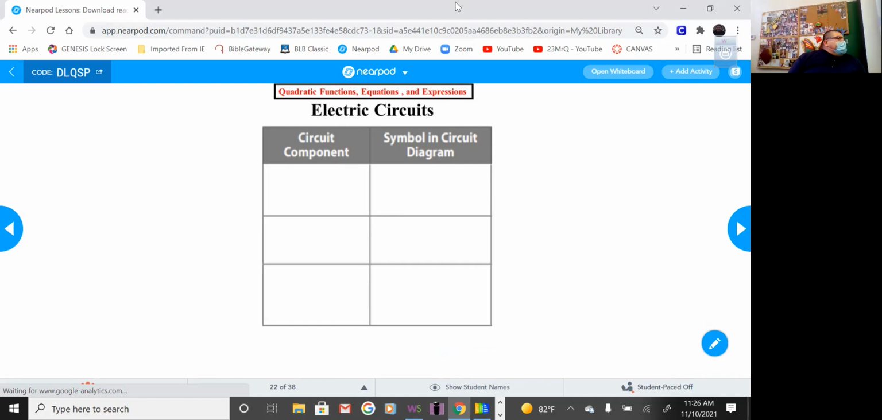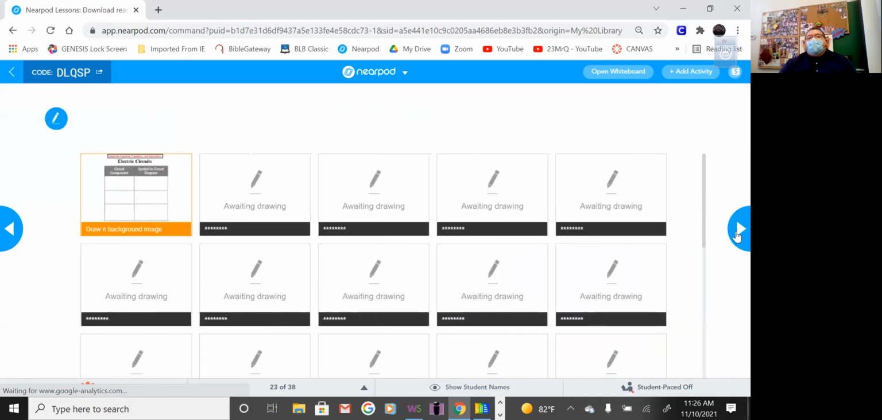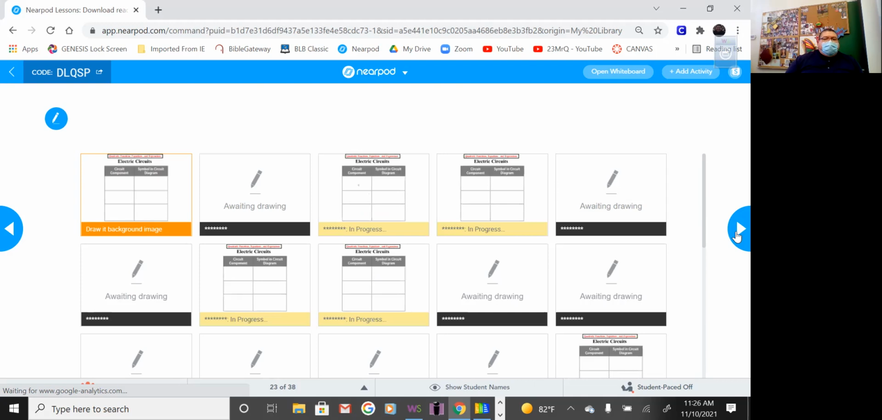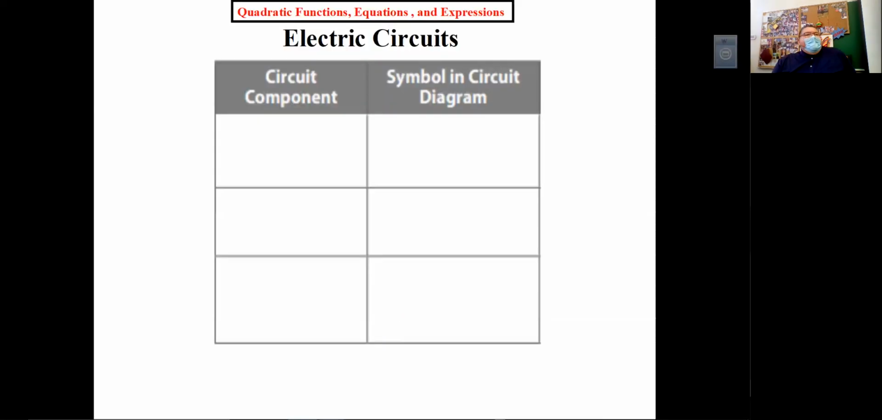All right, good discussion. So with that said, lock your toolbar now. I want you to write in the name and then draw the symbol for all three of them. I'll give you some time for that. All right, let's see if we got it.